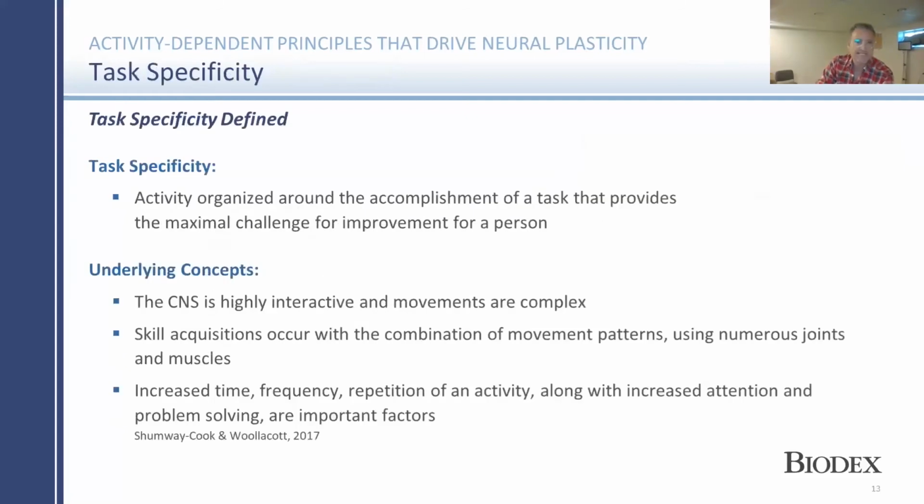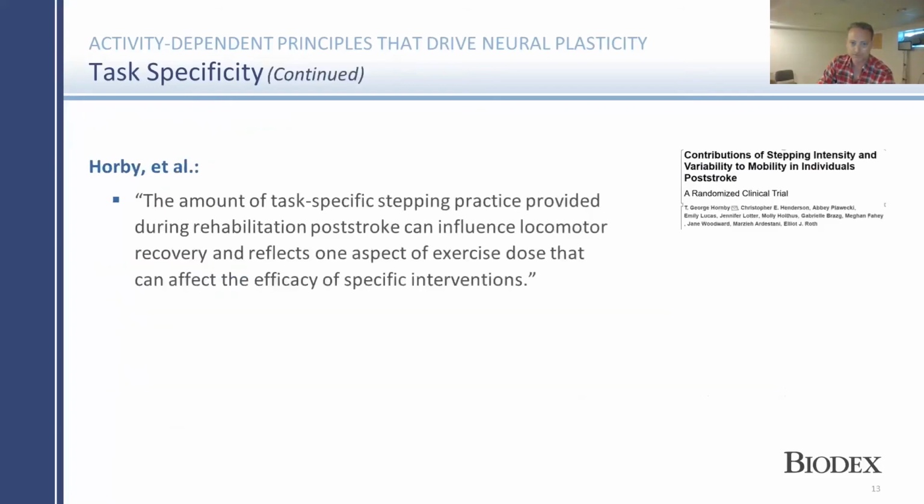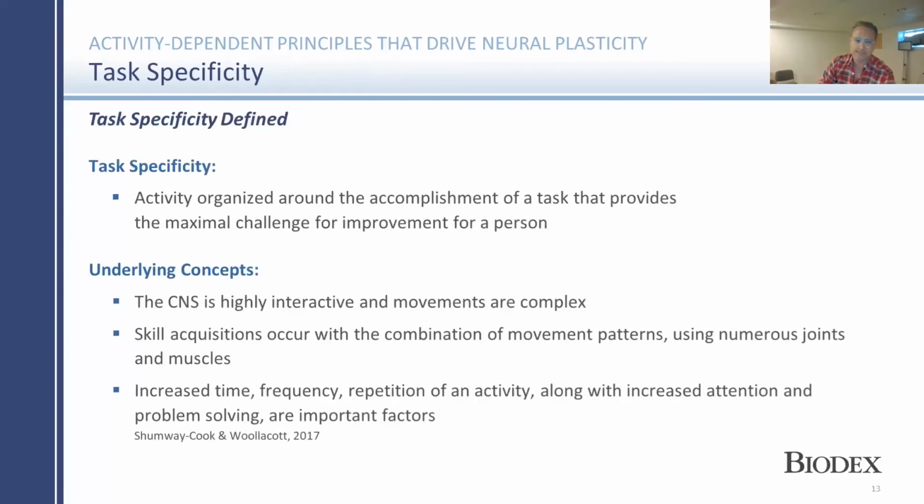Next category is task specificity. This is an activity that really focuses around the accomplishment of a functional task. So it's not sitting down and doing TheraBand, it's not sitting down and doing bicep curls. It's actually engaging in a functional activity that requires multiple movement patterns, multiple joints. These are some of the underlying concepts: skill acquisition occurs with a combination of movement patterns using numerous joints and muscles. Another underlying concept is that the central nervous system is highly interactive and movements are complex. So if that's the case, then that's how we should be training them under task specificity.